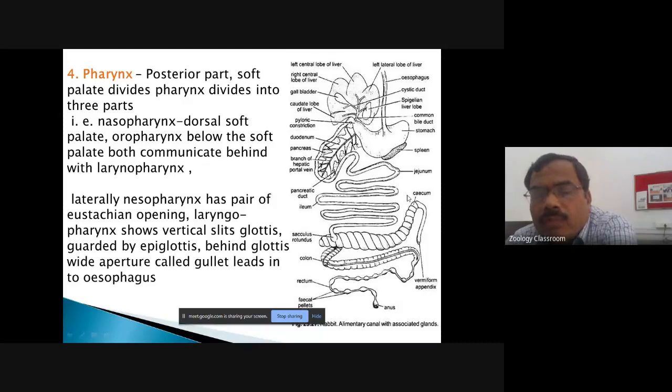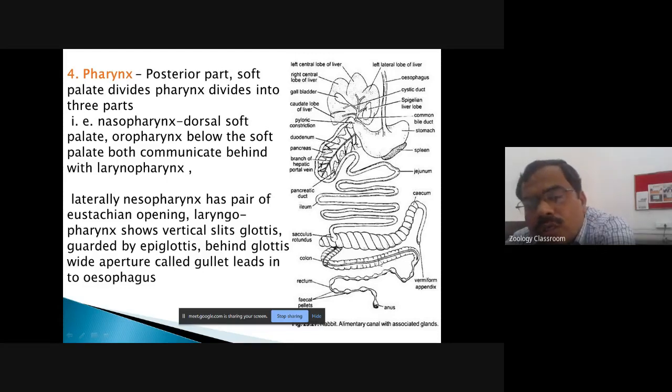Okay, then from the cecum, from the end opposite to where the sacculus rotundus is, the colon starts. So here a sphincter valve is present and the colon starts. So this colon is dilated. It shows ridges or furrows on the surface. It is more dilated than the ileum.